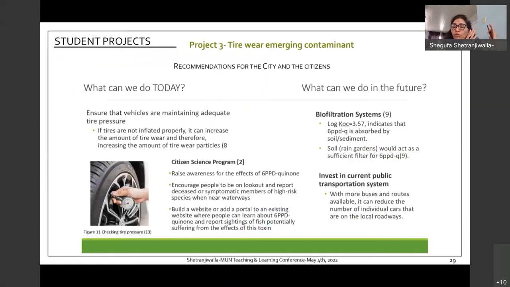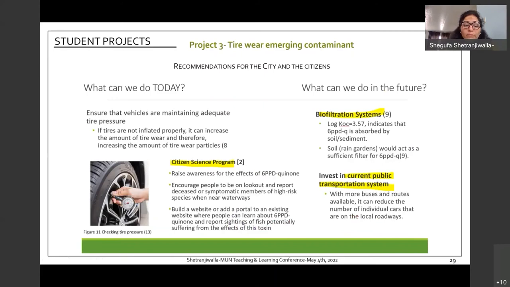They presented not only what we can do today, but what we can do as citizens through a citizen science program, and what we can do in the future if this is a problem for our city, then what we should consider in terms of biofiltration and actually investing in the current public transport system. So they were really important and very practical solutions that were being presented.